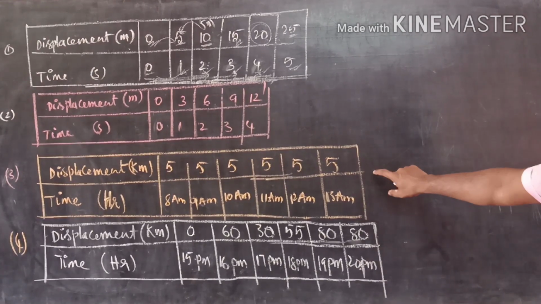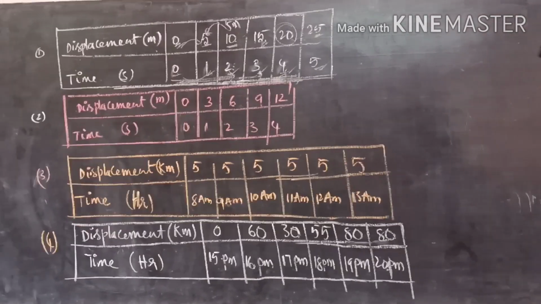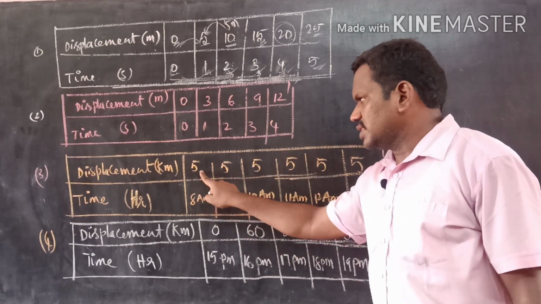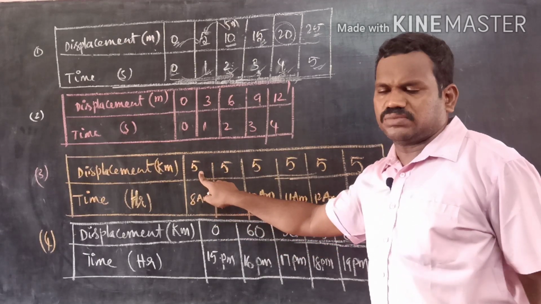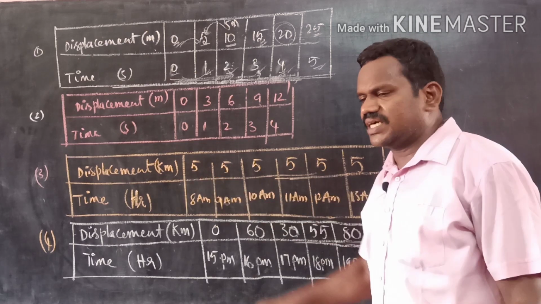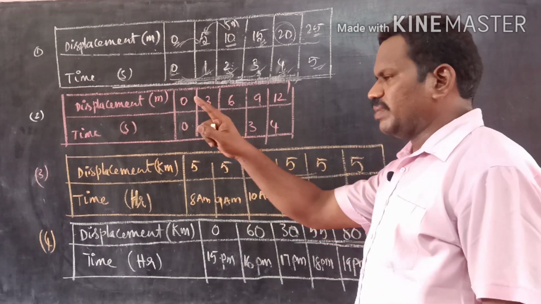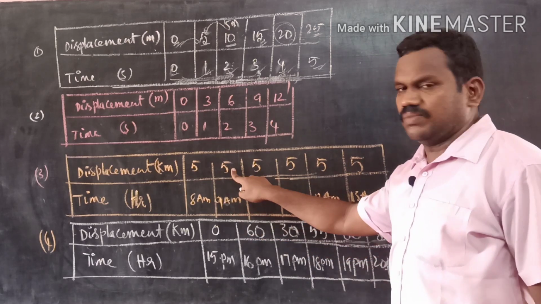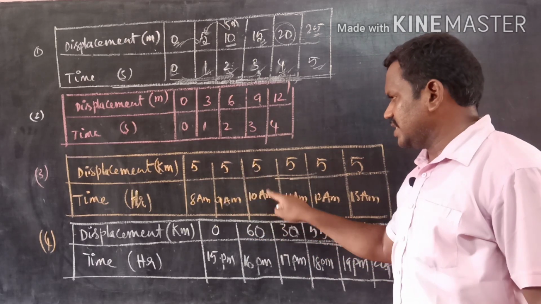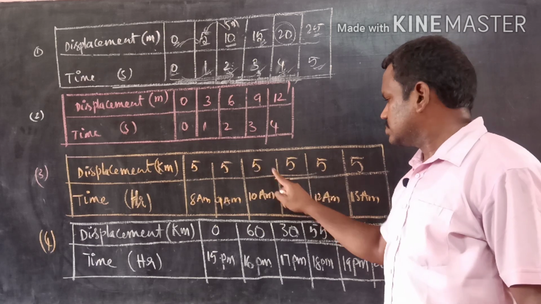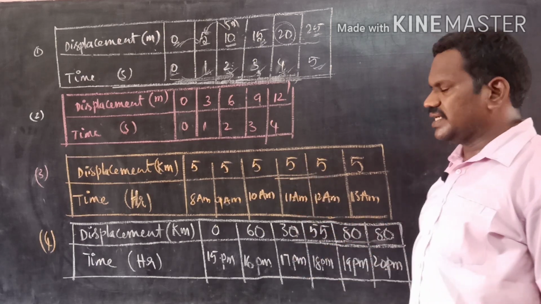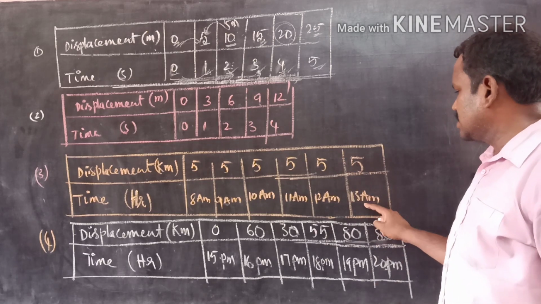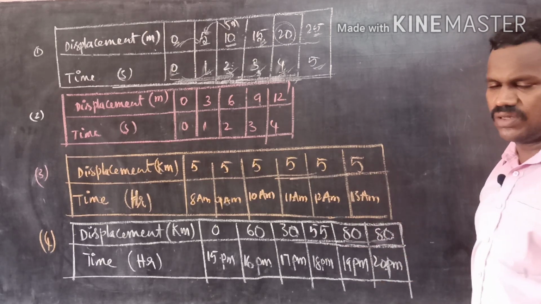Now, observe this table. 8 a.m. means morning 8 o'clock. The displacement is 5 kilometers, meaning the body has already traveled 5 kilometers from a particular place. At 9 the displacement is 5. At 10 the displacement is 5. At 11 the displacement is 5. At 12 the displacement is 5 kilometers. At 13 the displacement is 5 kilometers.